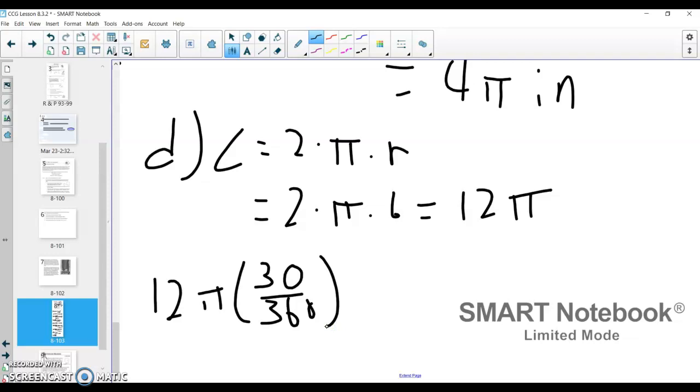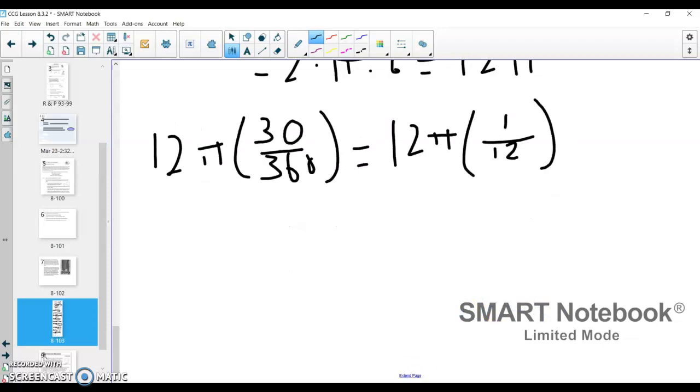All right, and we get this here. This actually reduces down kind of nicely, so that we get 12 pi. That 30 out of 360 really reduces down to 1/12. And so then when we multiply that together, we are just left with an answer of pi.